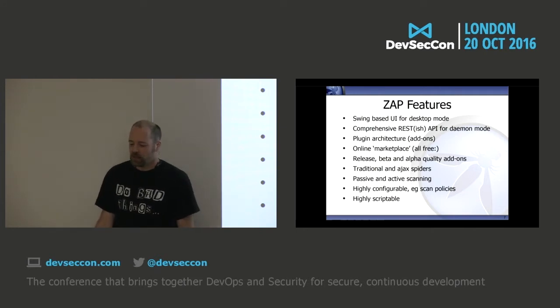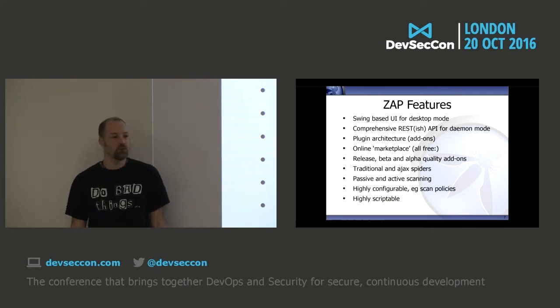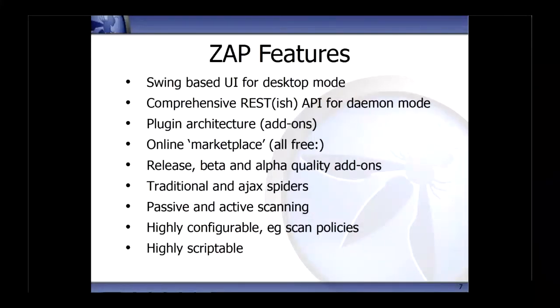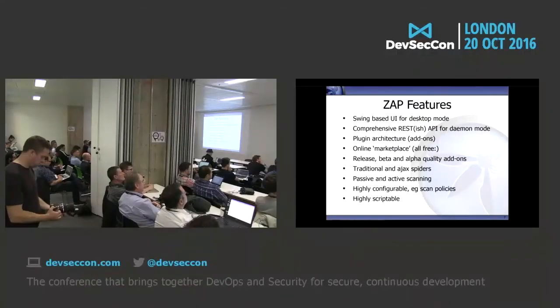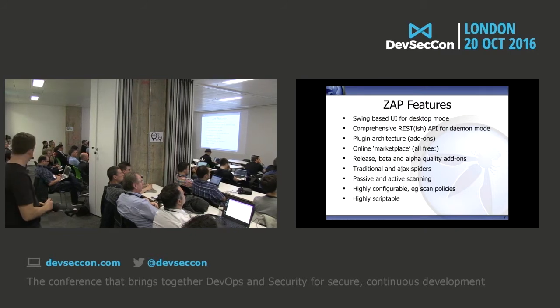Some features. ZAP has a Swing-based UI, which I'm now calling desktop mode. This is where it started off. It was a fork of a project called Paros. It's designed to be a kind of single-user interactive tool. We have a comprehensive REST API, REST-ish API. We have a daemon mode now, so you don't have to run the UI. We have a plugin architecture, what we call add-ons. This is good because it means we can extend ZAP in different ways.